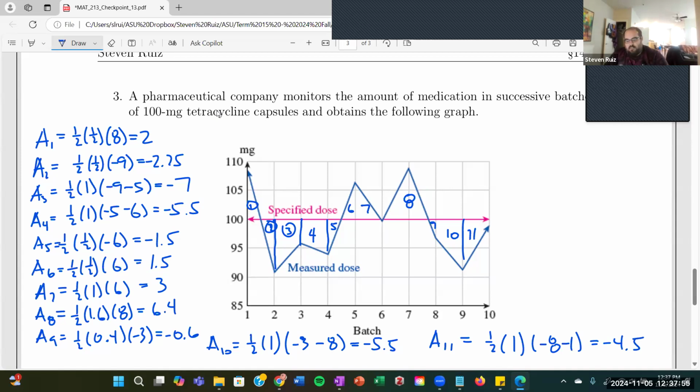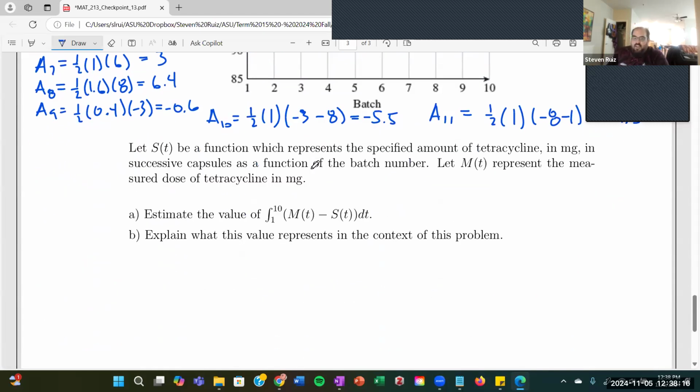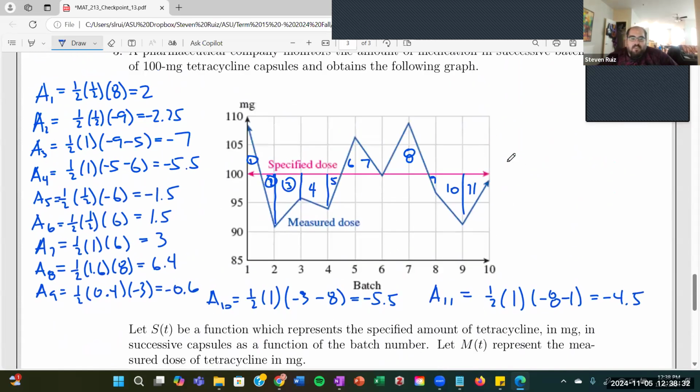So 2 minus 2.25 minus 7 minus 5.5. Next two cancel out, not entering them. Plus 3 plus 6.4 minus 0.6 minus 5.5 minus 4.5. Okay, so here's what I got for a final result. I got that this value, by my estimation, is -13.95. So if you're close to this, great. I'm probably going to be pretty liberal with what I call a correct answer. I do think it's going to have to be negative, though.